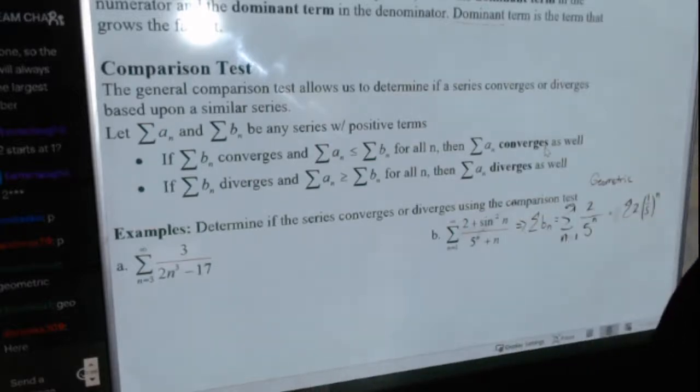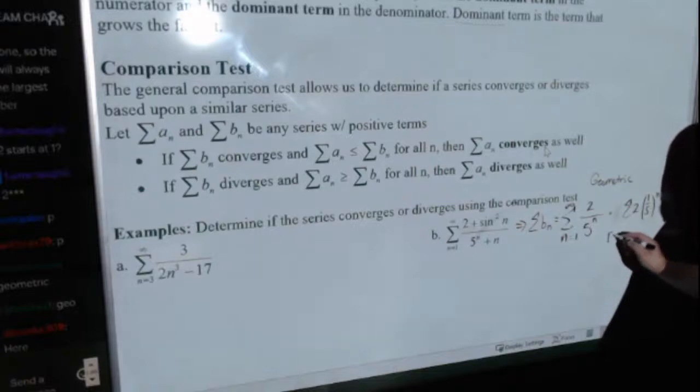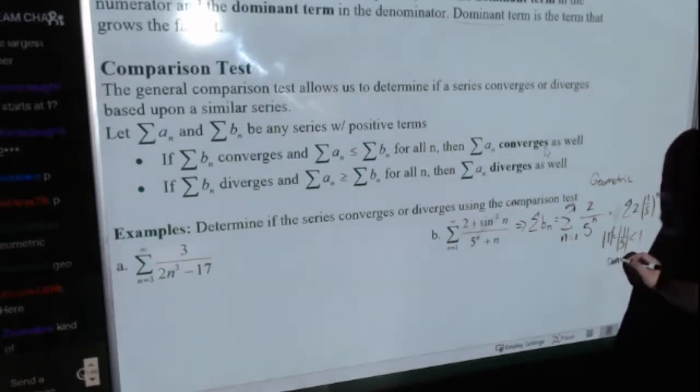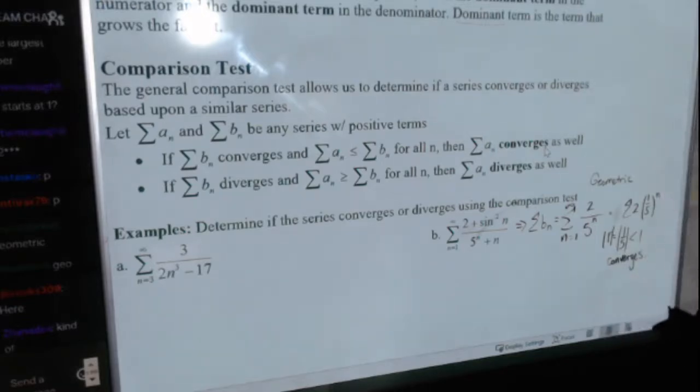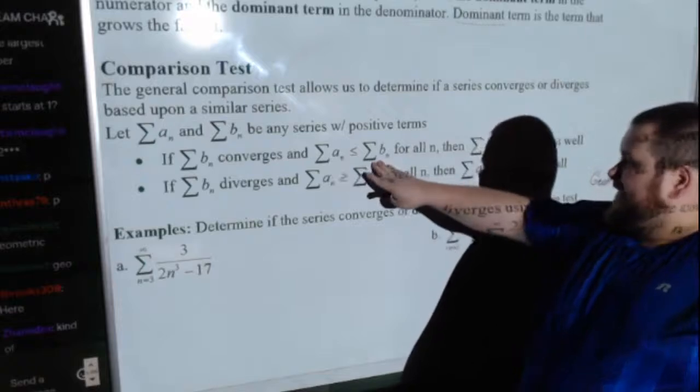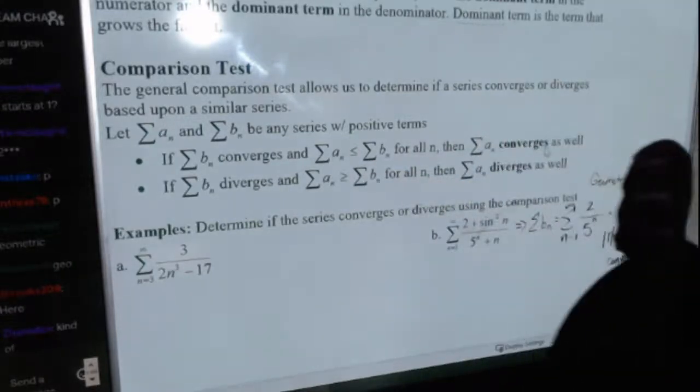All right, so that's geometric, which means r is 1/5. We need the absolute value of that to be less than 1, which it is. So our b sub n converges. So if b sub n converges, again, we are trying to show that a sub n is less than or equal to b sub n.